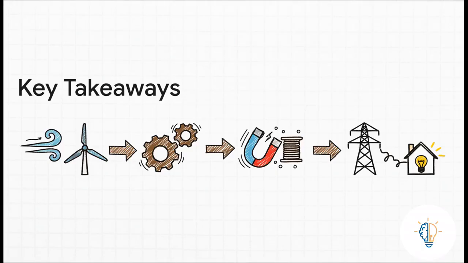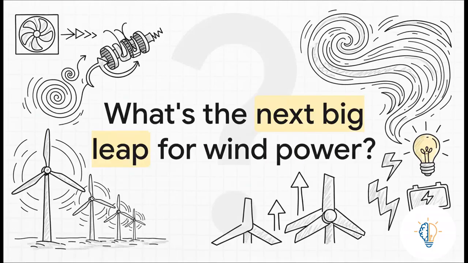So let's just recap the whole thing one last time. The wind's kinetic energy gets caught by the blades. That motion spins a generator. Inside that generator, moving magnets push electrons through wires. That's electromagnetic induction. And finally, that electricity gets sent out onto the grid and delivered right to us, from wind to wire to you. And there you have it.